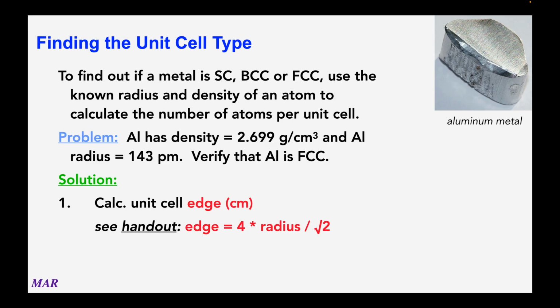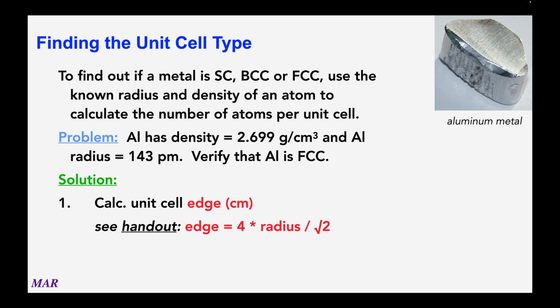So let's look at an example of how you can find out if a metal is simple cubic, body-centered cubic, or face-centered cubic. And we'll use this example with aluminum. Aluminum has a density of 2.699 grams per centimeter cubed. The radius is 143 picometers, and we can actually use this information to verify that aluminum is face-centered cubic.